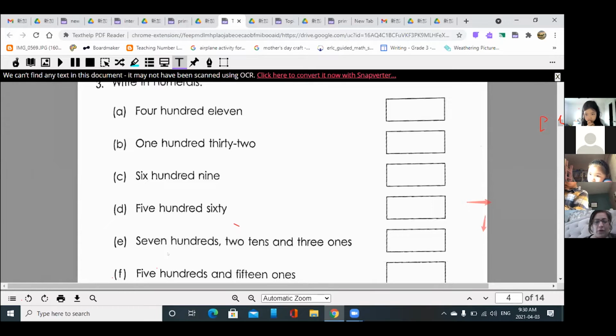Okay, am I going too fast, boys and girls? Or am I going at a good pace? Okay, so let's see. Does everybody have 411 down? Yes or no? Okay. Does everybody have a 132 down? Yes or no? Good. Does everybody have 609 down? Beautiful. Does everybody have 560 down? Okay, good. Keep it up. Now, does everybody have 7 hundreds, 2 tens, and 3 ones down? Okay, wonderful.